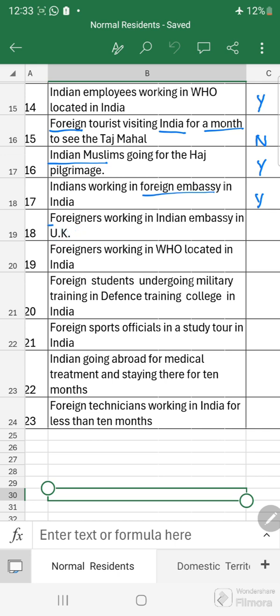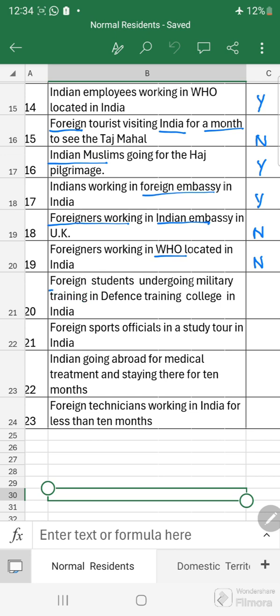The next one is foreigners working in Indian embassy in UK. They will not be normal residents of India. They will be normal residents of the country to which they belong. Then the next one, foreigners working in WHO located in India. Since the catch of 1 year is not given over here, our international organizations and their employees exception stands over here. So they will not be considered as normal residents of India.